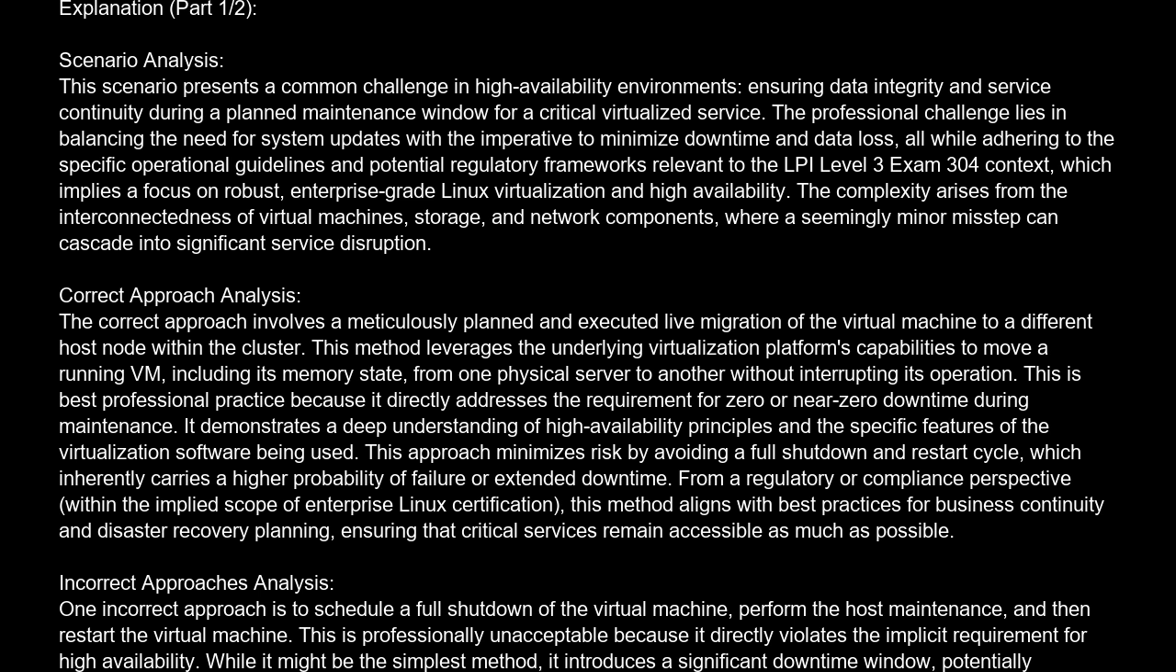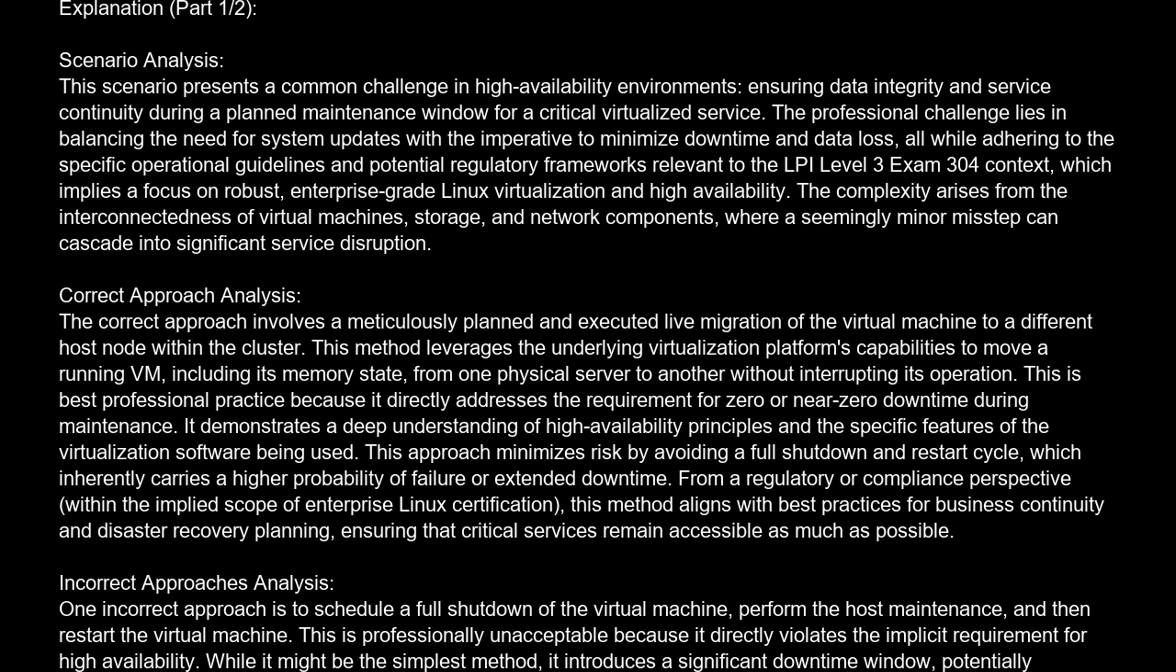It demonstrates a deep understanding of high availability principles and the specific features of the virtualization software being used. This approach minimizes risk by avoiding a full shutdown and restart cycle, which inherently carries a higher probability of failure or extended downtime. From a regulatory or compliance perspective, within the implied scope of Enterprise Linux certification, this method aligns with best practices for business continuity and disaster recovery planning, ensuring that critical services remain accessible as much as possible.